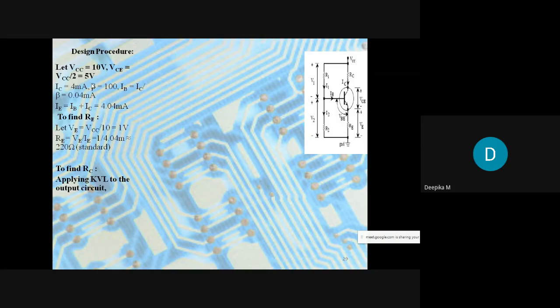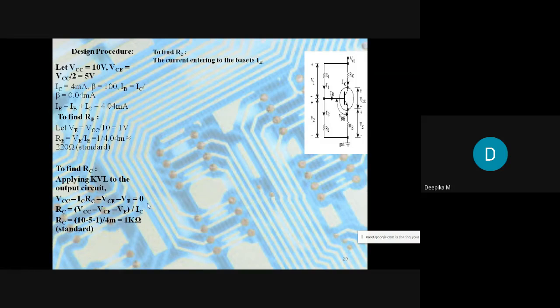To find RC, we have to apply KVL to the output circuit. You can see here, this is the output circuit we are having. It is VCC minus ICRC minus VCE minus VE. So we have all these terms. I know VCC, VCE, VE, and also I know IC. Therefore, RC can be calculated from this equation. It is usually 1 kilo ohm.